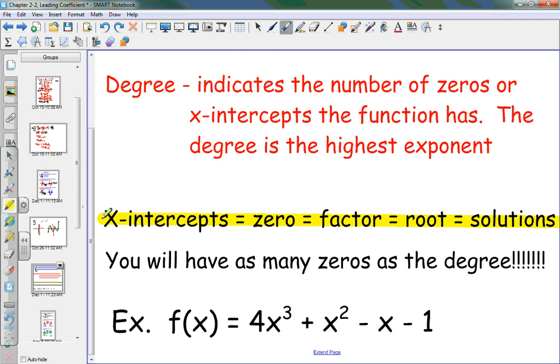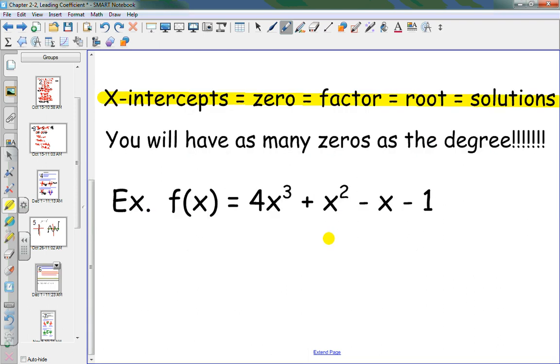You will have as many zeros as you have degrees. So therefore, what can I conclude about this lovely little thing going on here? There's 3 zeros. Why is there 3 zeros? Okay, so I know immediately I'm going to have 3 zeros. Because my highest exponent is 3. What else do I know? What's the function look like?